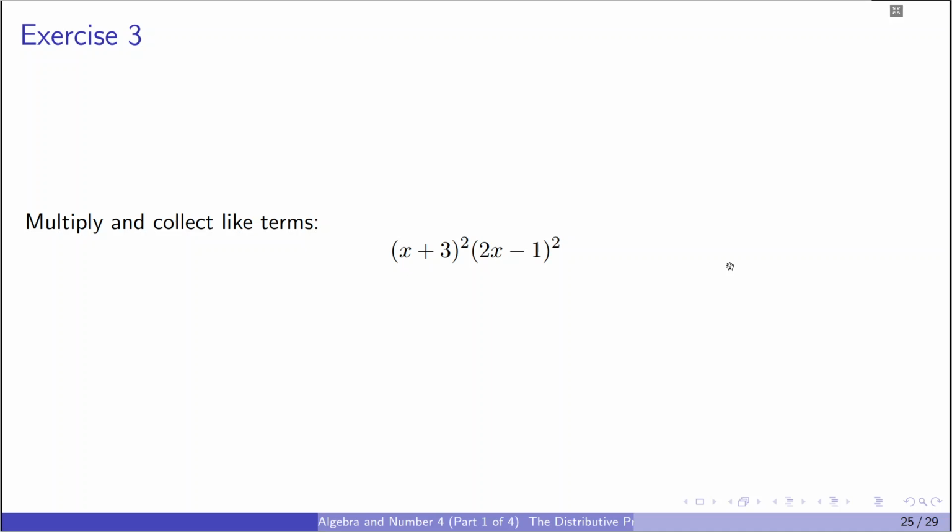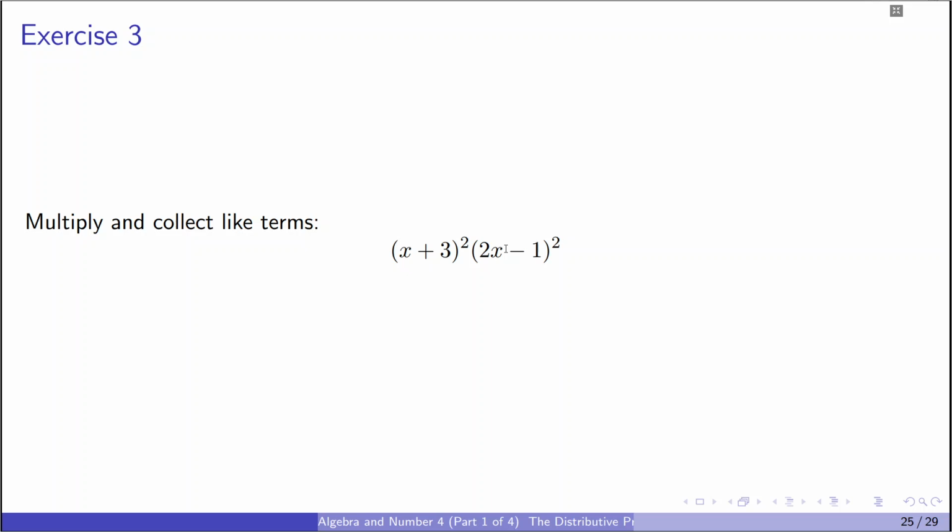All right. Last exercise, multiply and collect like terms. Notice that both of these binomials are squared. We're going to have 4 of them multiplying here. So 2 times 2 times 2 times 2. If you save all your simplifications to the end, which I don't recommend, you will have 16 terms to collect with only 5 different exponents. I do recommend collecting like terms as you go to reduce the total number of terms you're dealing with.